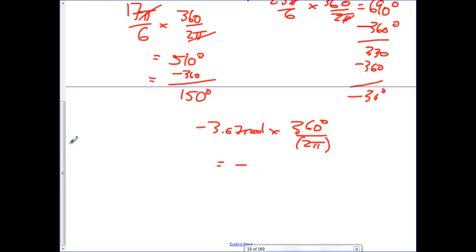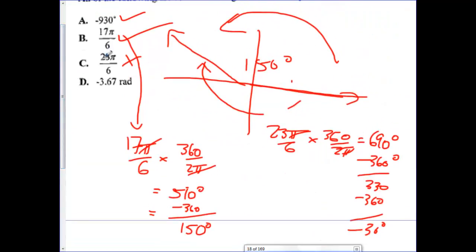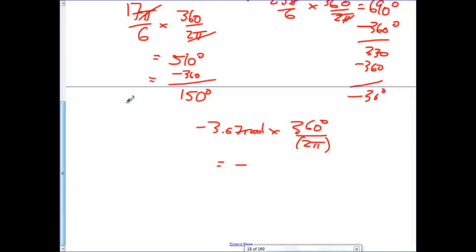Why do we have to keep pi? Because on this one right here, when it was 23 pi over 6, pi could cancel. This one right here, we don't have pi as part of it. Did you guys get negative 210? Yeah, and then negative 210 really is the same thing if you add 360. It is 150. It's just gone backwards.